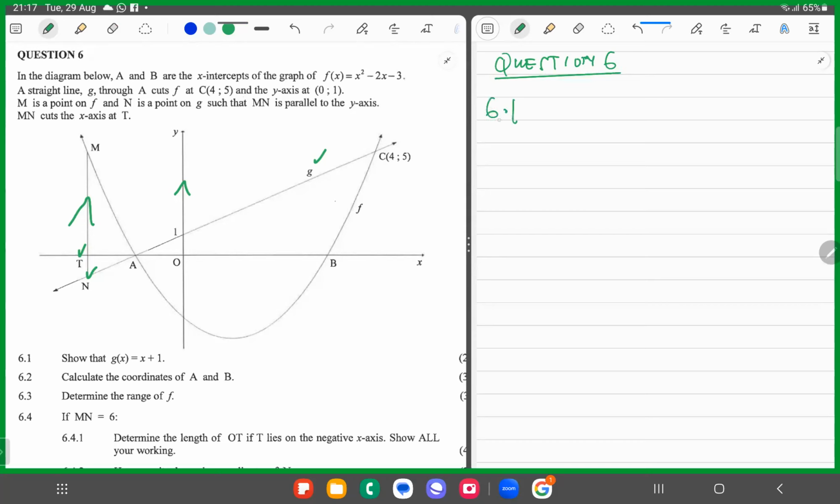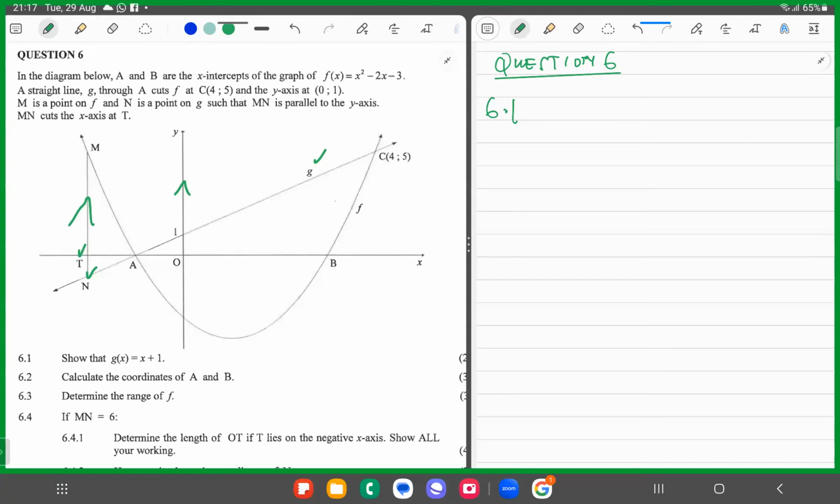Right, you have 6.1. Show that g of x is equal to x plus 1. Right, let's look at this one. Very easy. How do you show that? Well, you need to find just the slope of this.